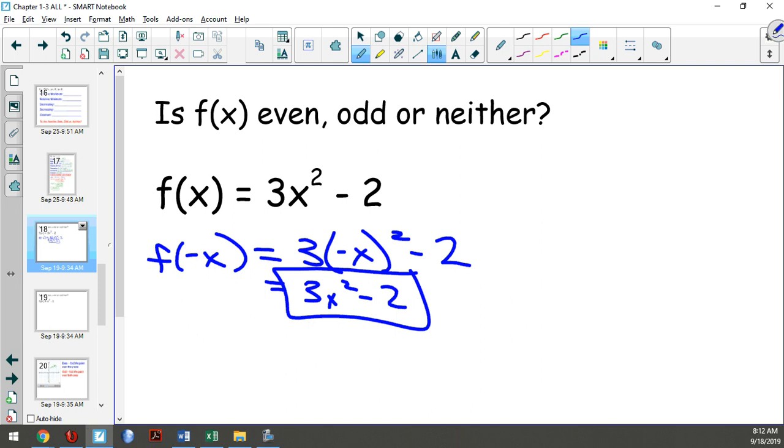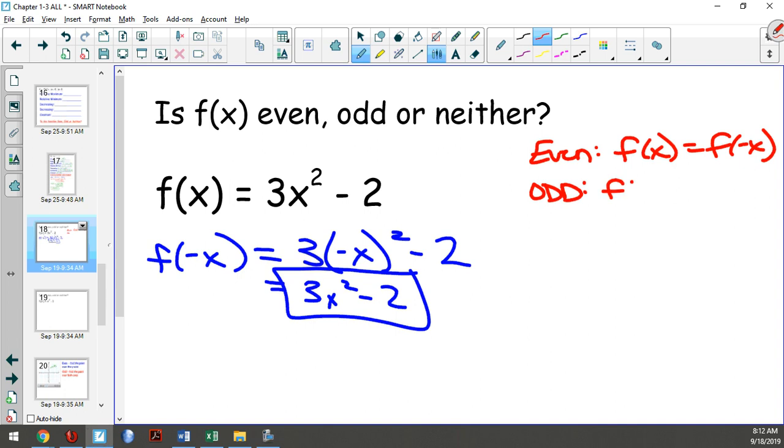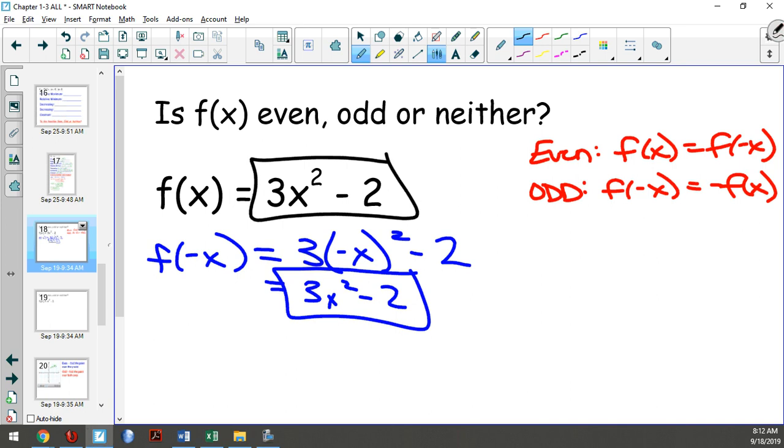Now here's my question. In order to be even, f of x equals f at negative x. To be odd, f at negative x equals negative f of x. Now, are my f of x and my f at negative x equal? Yes, they are. They're exactly the same. My original function, which is right here in black, is equal to my blue function, which is f at negative x. So what did I just prove about this function? That it is an even function.